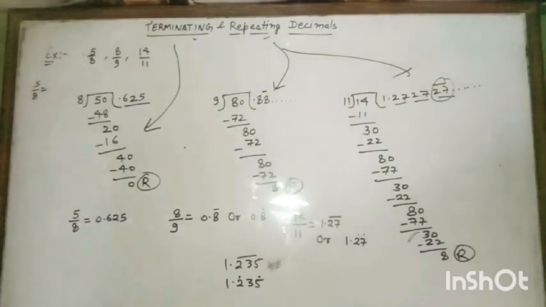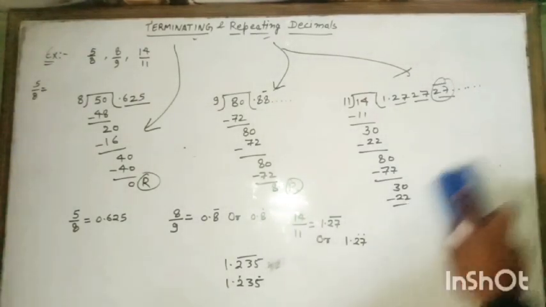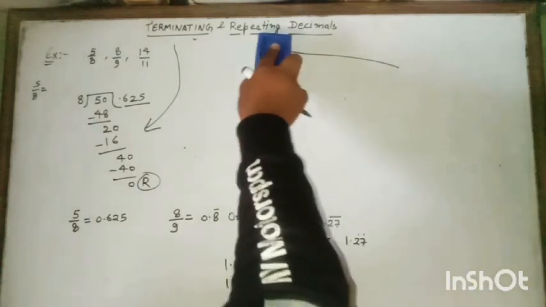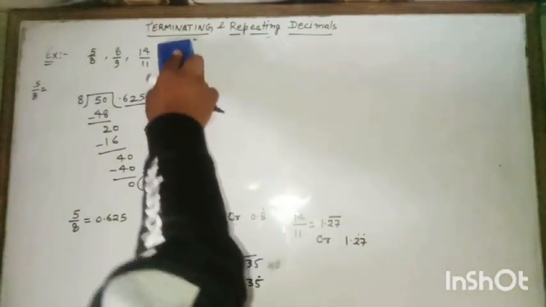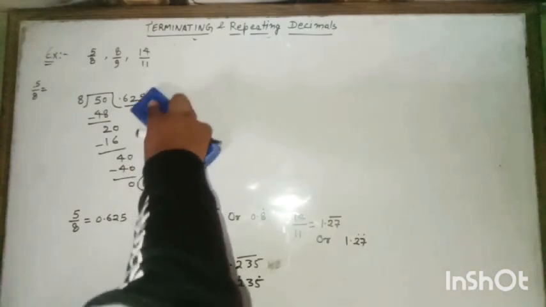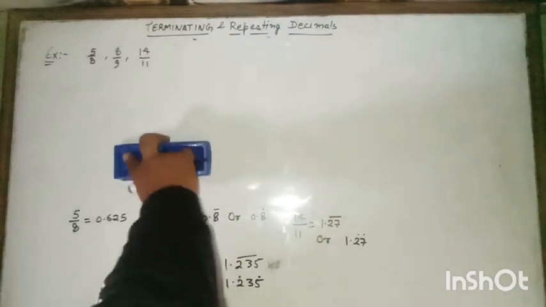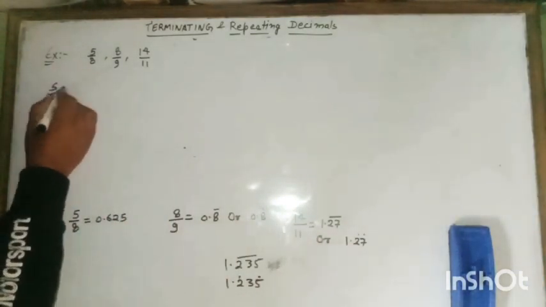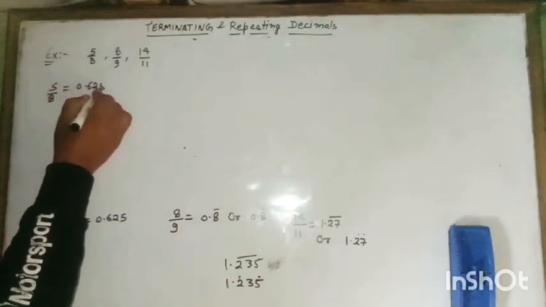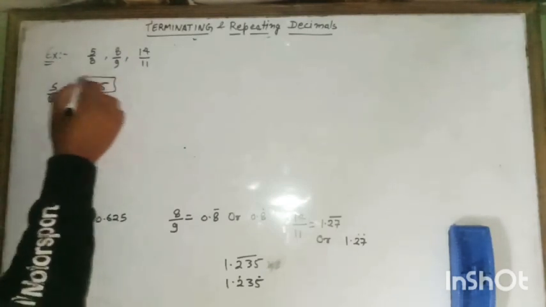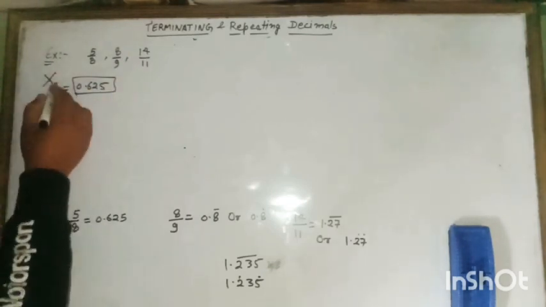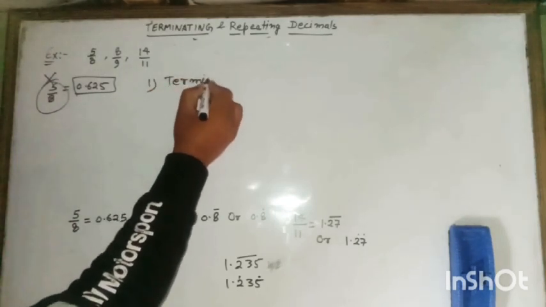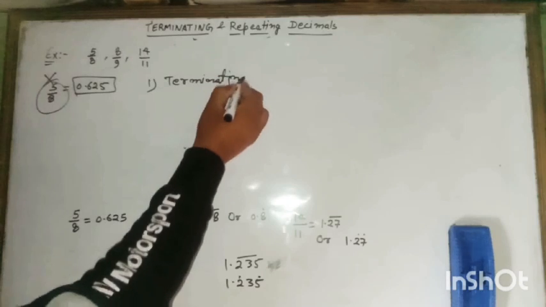Now the second concept is how to convert these decimals to the fraction. See, the first case is a simple one, that if a terminating decimal is there, then it is easy to convert. See how you will do. The first case was 5 upon 8 is equal to 0.625. If it is mentioned and you don't know how we will write it in fractions, the first case is in case of terminating decimal.